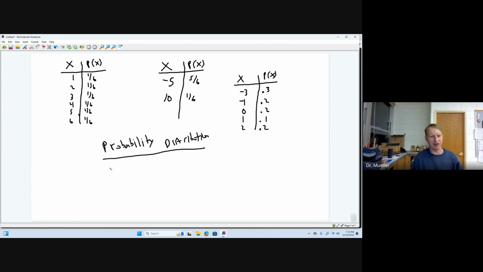The key is that each P of X must be between 0 and 1. So each P of X is between 0 and 1. And then all of the P of X's must sum to 1. Those are the two requirements for a probability distribution.